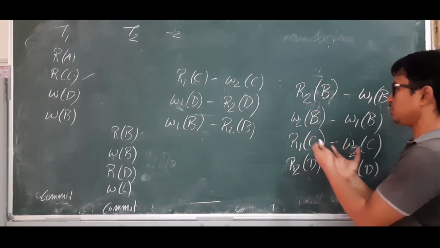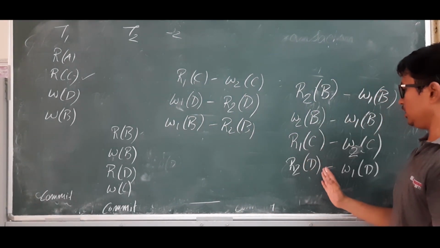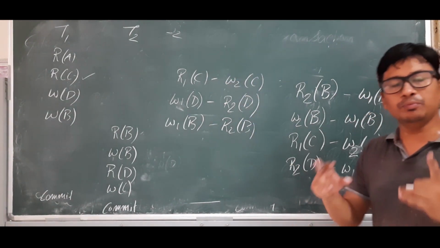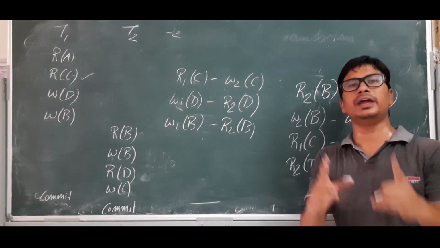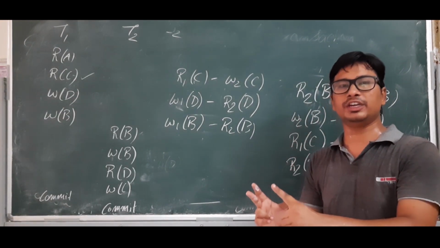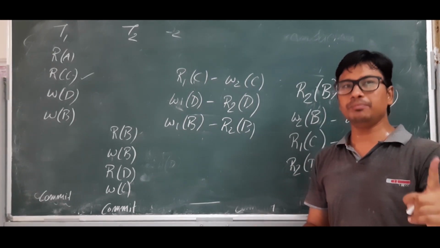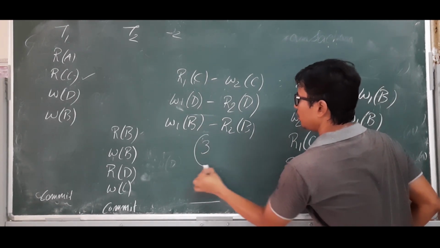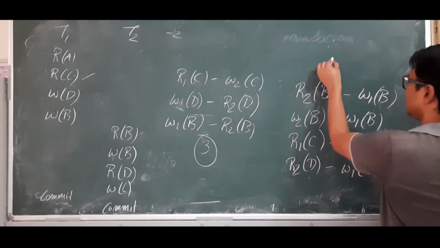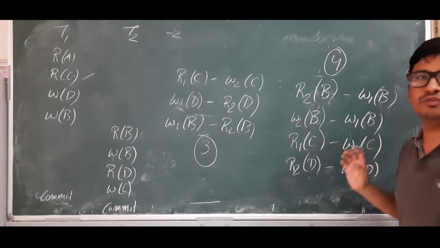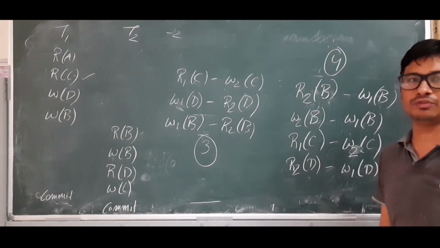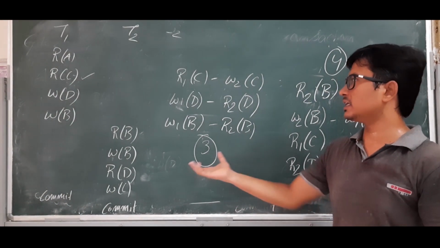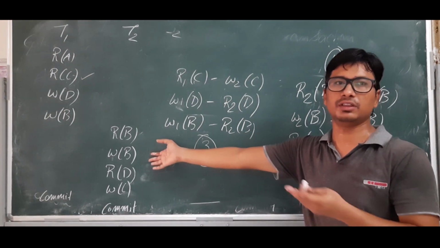Now we will check whether this option A is equivalent to the given question. The first condition is that if both schedules S1 and S2 want to be conflict equivalent, the number of conflict operations in both schedules should be the same. In option A we found 3 conflict operations, and in the given question we got 4 conflict operations. 3 is not equal to 4, so the first condition itself is not satisfied, so option A is not the right option for the given question.